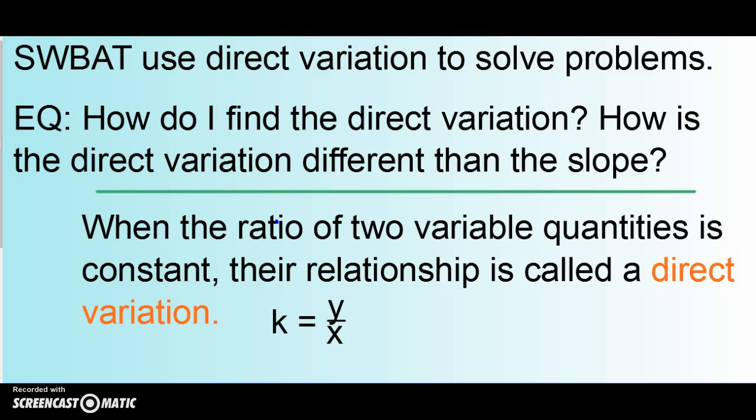So when the ratio of two variable quantities is constant, their relationship is called a direct variation. Notice this is not like the slope. Slope was y minus y over x minus x. Here we're just comparing y to x, and that's our constant direct variation.